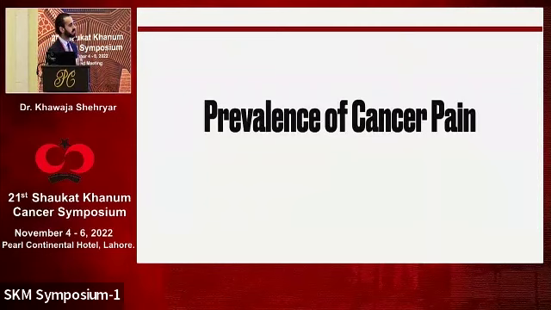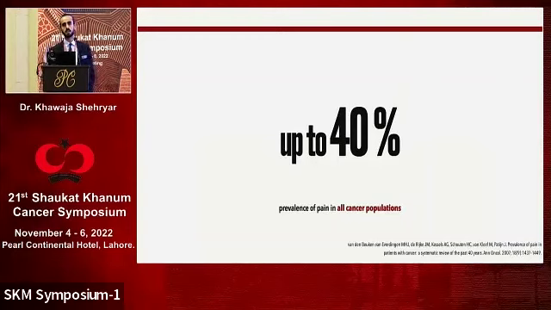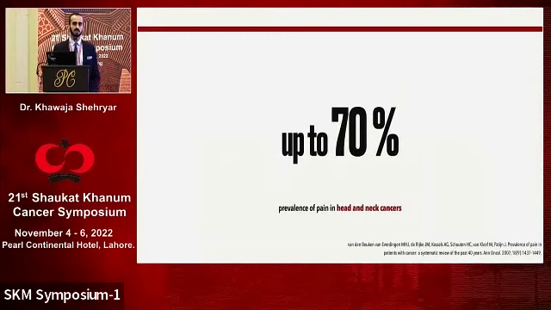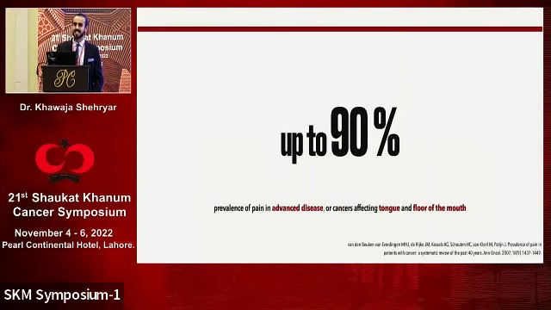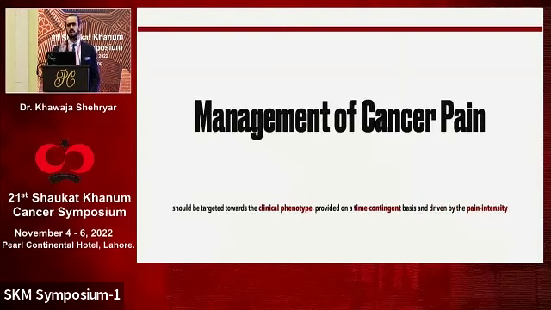I know we have talked about this. Some authors have touched on this throughout the talks. But generally, when we talk about prevalence of cancer pain, overall, the prevalence is about 40%. However, in head and neck cancers, as we saw earlier as well, the prevalence goes up to 70%. But this doesn't end there. Unfortunately, in some cases, particularly advanced disease, patients that have tumor in the tongue or floor of the mouth, prevalence can be about 90%.